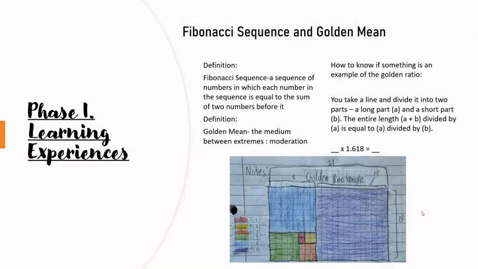Fibonacci sequence and golden mean. This is where I researched and learned about the Fibonacci sequence and golden mean. The Fibonacci sequence is a sequence of numbers in which each number is equal to the sum of the two numbers before it. The golden mean is the medium between two extremes. At the bottom is a golden rectangle, which uses the Fibonacci sequence and golden mean.